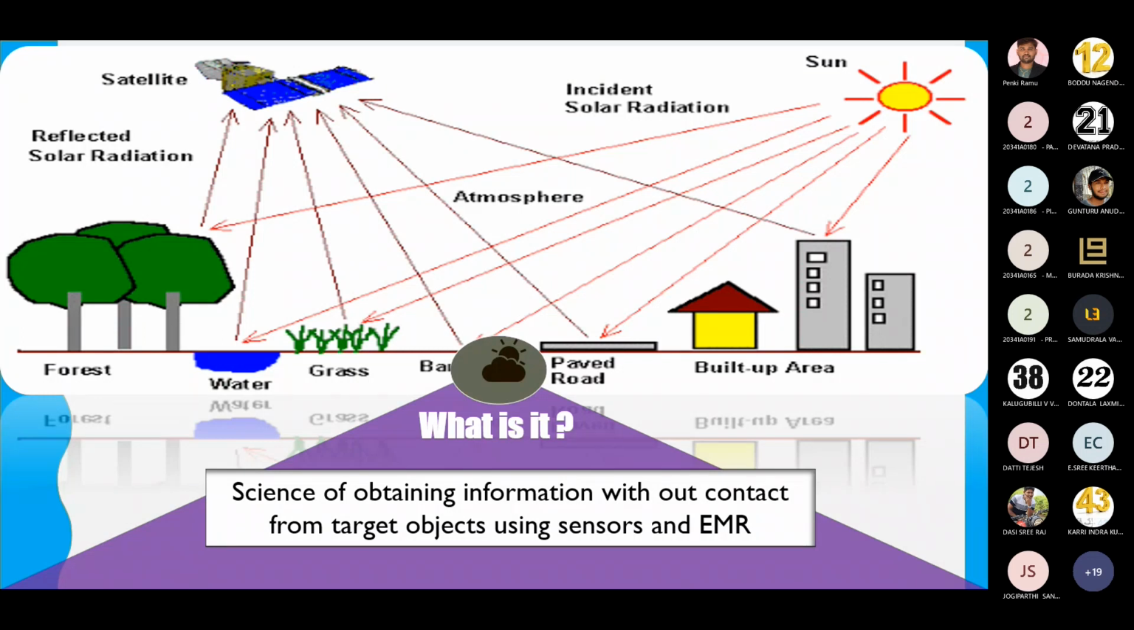So remote sensing is the science of obtaining information without being in contact with any of the objects, with the help of sensors and the electromagnetic radiation that is naturally coming from the sun. This entire process is termed remote sensing. Of course, in remote sensing, there are multiple techniques such as optical remote sensing, microwave remote sensing, and hyperspectral remote sensing. Further, passive remote sensing and active remote sensing. Many techniques are there, but to simply put it, this is what is happening at a broader level.